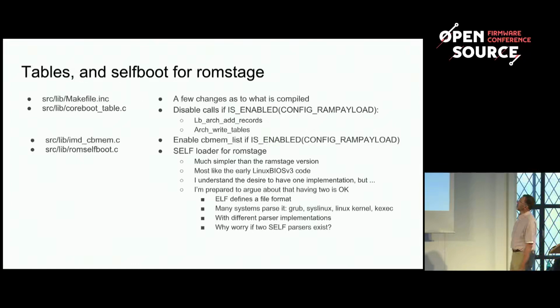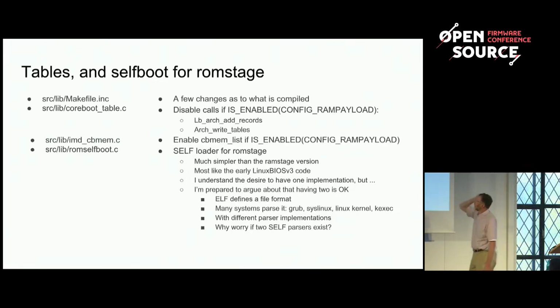In the source lib coreboot table, I just disable a few things. I enable CBM list, and here's the one that's been a little controversial since I started doing this. I've got a self-loader for the ROM stage, and it actually looks a lot like the LinuxBIOS v3 self-loader. It's a lot simpler than the RAM stage version because I don't have anything in RAM, more or less. So I just call it and move it all to memory.